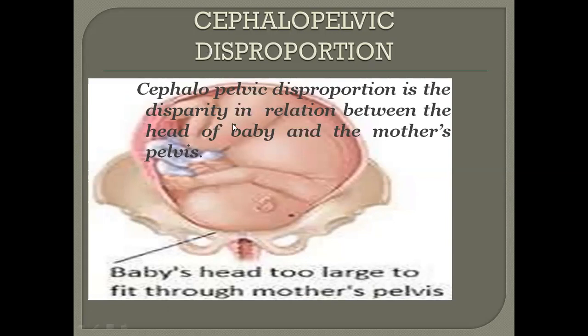So we will see the definition. CPD is a disparity in relation between the head of the baby and the mother's pelvis. Here you can see in this picture, in one case the baby's head may be too large to fit through the mother's pelvis. So the diameters of the fetal head and the mother's pelvis are not matching, they are not proportionate to each other. That will lead to cephalopelvic disproportion.